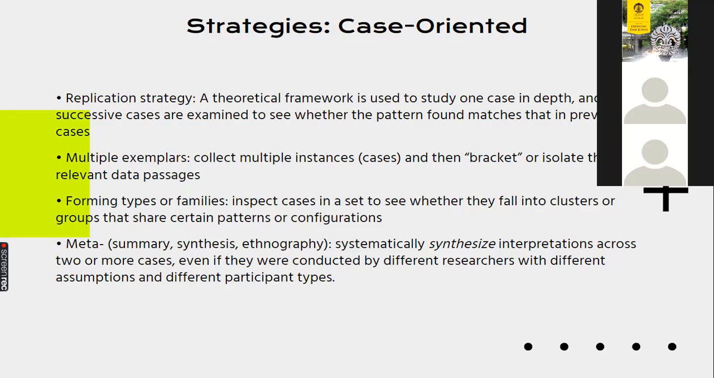For example, the researcher found the 61 lactating mothers fell into four groups: those who could express milk, those who couldn't, those who perceived it as easy, and those who perceived it as a hassle. It inspects cases in a set to see whether they fall into clusters or groups that share certain patterns. And the last one is meta-summary, meta-synthesis, and meta-ethnography.